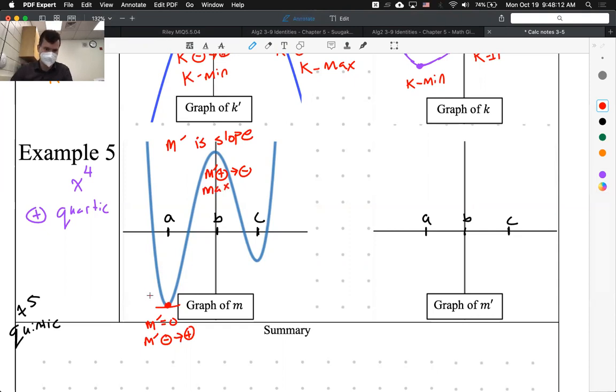Down here, that's a minimum. Down here, that's a minimum. That means that's an f prime going from a negative slope to a positive slope. And man, we have 40 seconds left of class. That's not good. Okay, so how do we get over here?